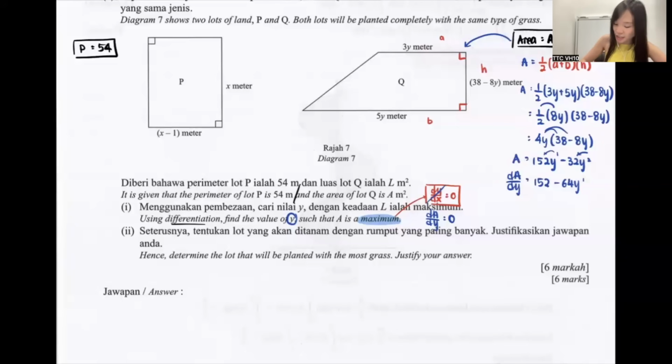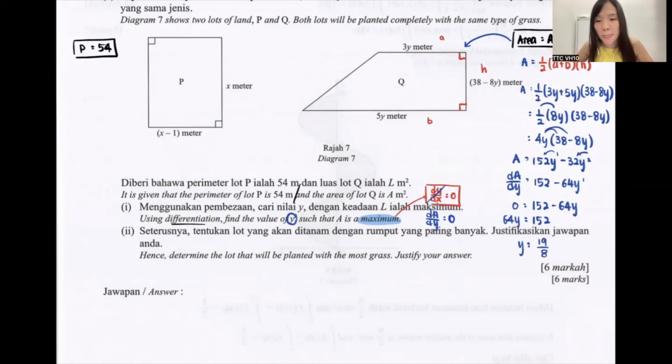And remember, your dA/dy should be equivalent to 0. So we just let it equal 0. Now move things around so you are able to get the answer. Negative 64y, move it over, positive 64y equals 152. So what is my y answer? 152 divided by 64. Are you getting the answer? 19/8 for your y. I'm not too sure whether they will give you marks for that, sometimes they give, sometimes they don't, but better we do it. After getting 19/8, that is actually the answer for your y already.